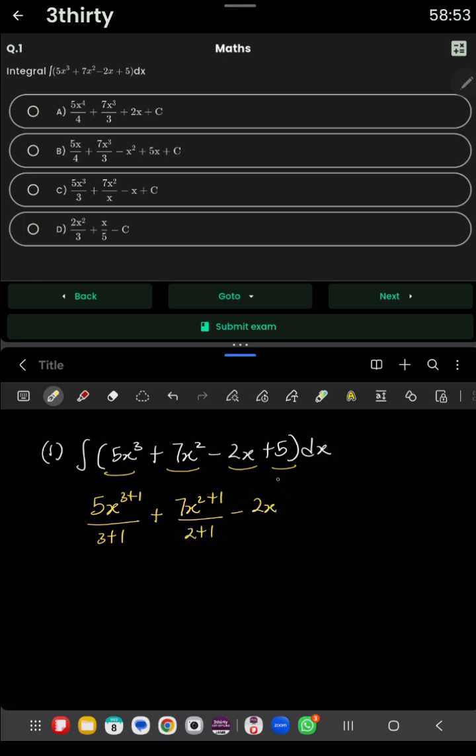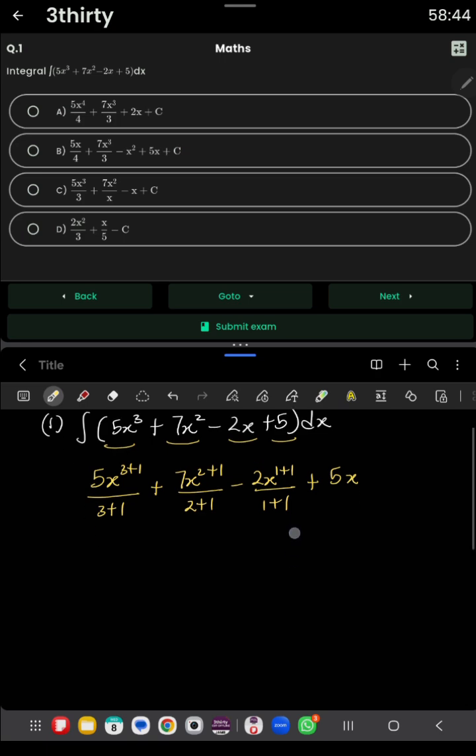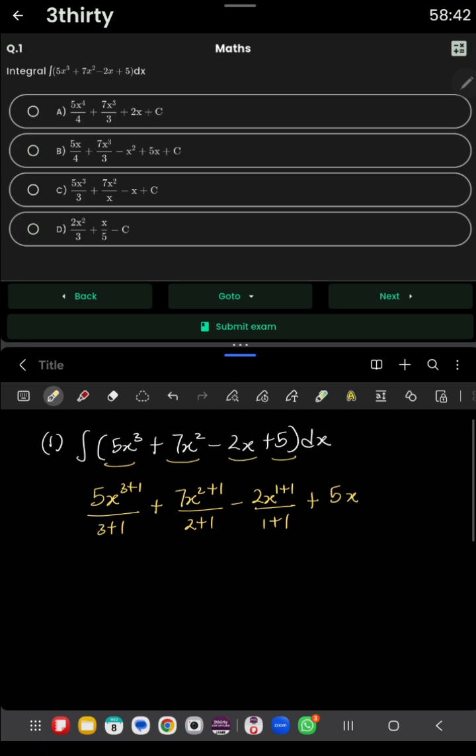Then the power of x is 1, so you add 1 to 1. Then since this has no coefficient of x, we're going to give it one. So the integral of a constant is, you add x to it. So here I have 5x to the power of 4 over 4 plus 7x to the power of 3 over 3 minus 2x squared over 2 plus 5x plus c.